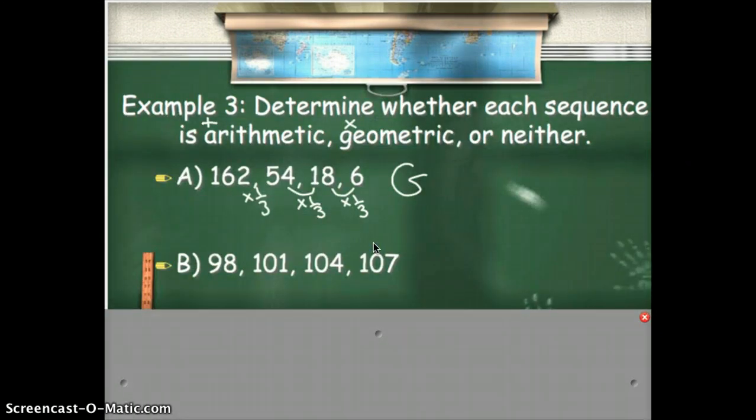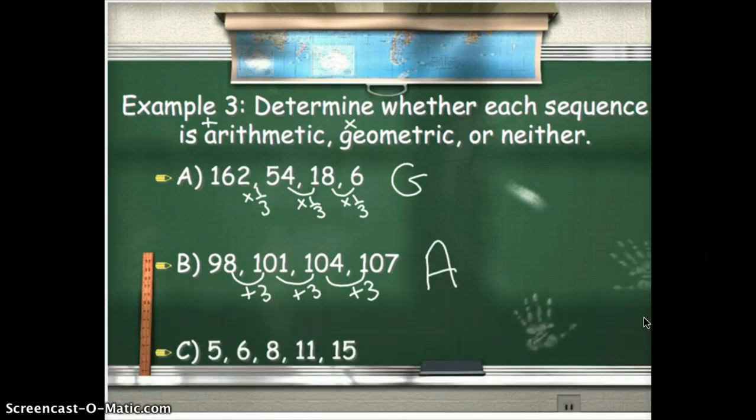Okay, this one: 98, 101, 104, 107. Again, I'm going to try arithmetic first. It looks like I can add 3 here. Oh, yay, I can add 3 here. I can also add 3 here. So in adding a common difference of +3, that works every time. This is an arithmetic sequence.